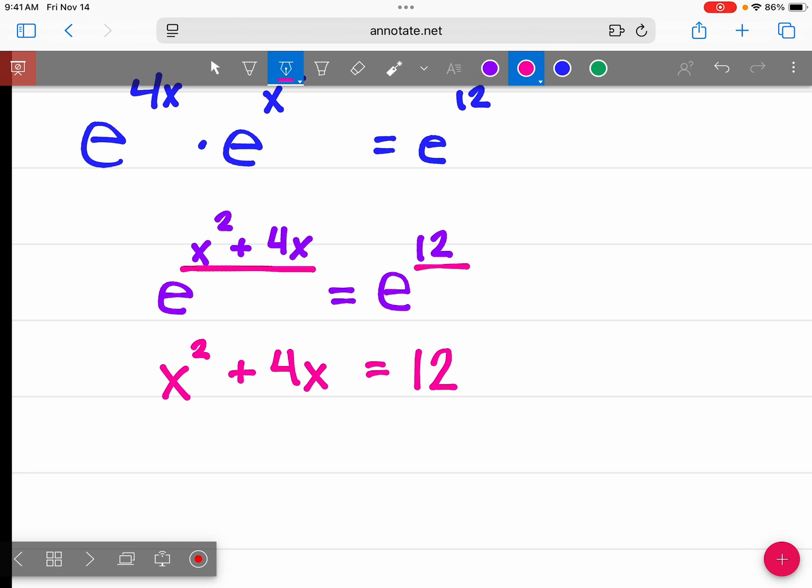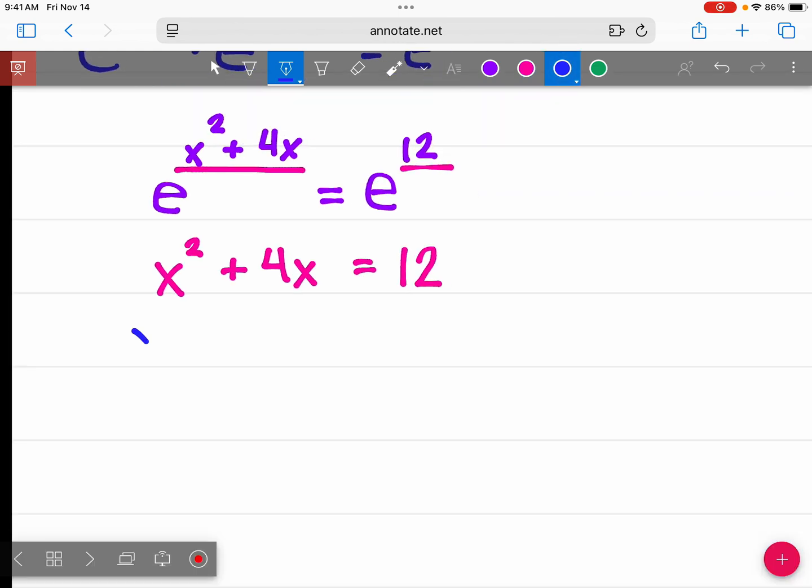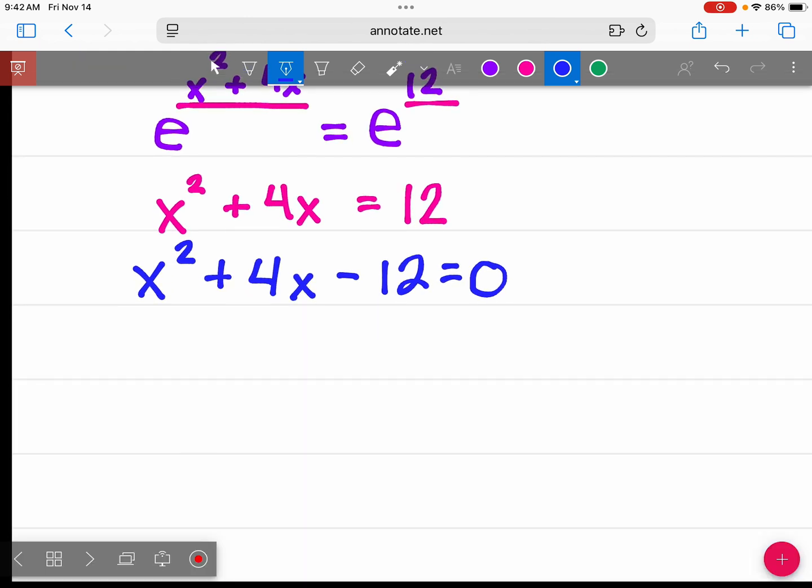How do I solve that one? Subtract 12 on both sides. Because we have a quadratic, we need that to equal 0 before we can solve it. x squared plus 4x minus 12 equals 0. What can we do from there? Factor. We need a pair of numbers that multiplies to make negative 12 and adds to make 4. Positive 6, negative 2.